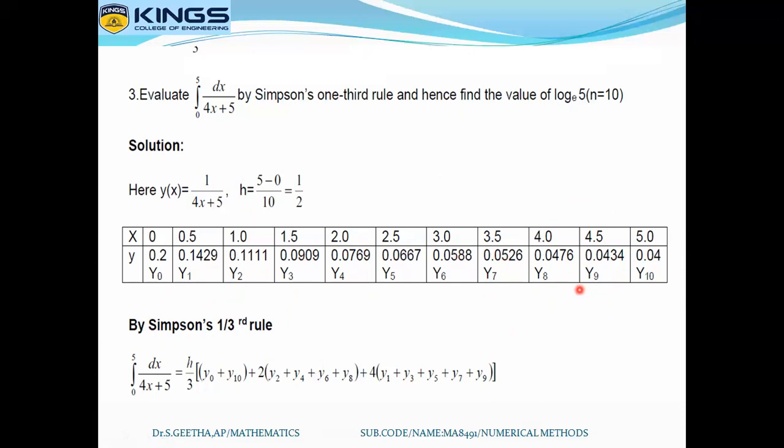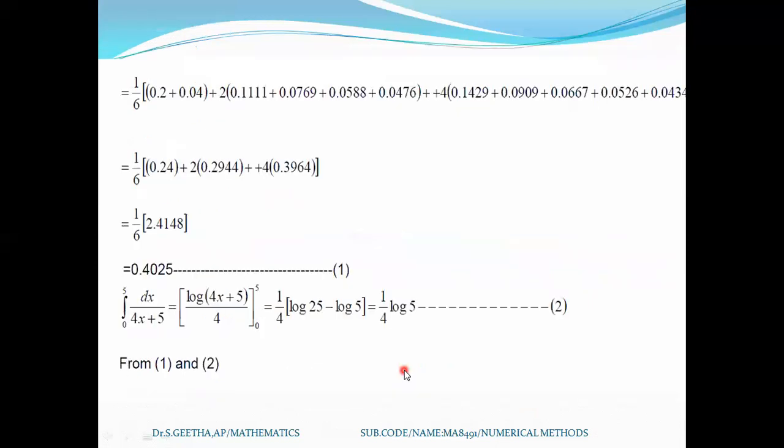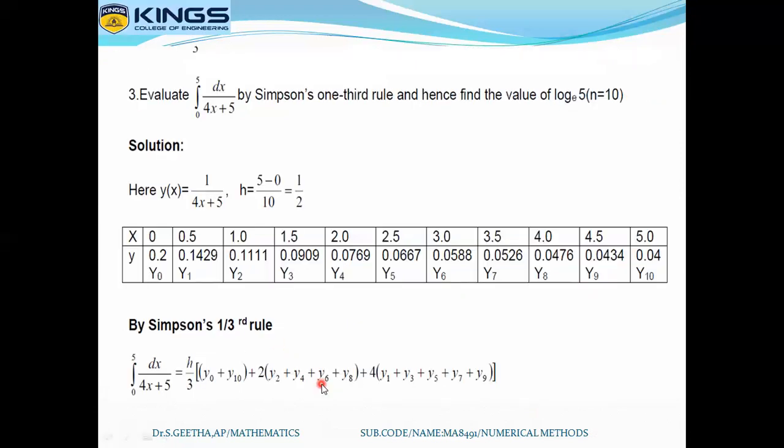Now, we write Simpson's formula, which states that the integral from 0 to 5 of dx by 4x plus 5 is equal to h by 3 into the sum of the first and last ordinates, that is y0 plus y10, plus 2 times the sum of the even ordinates, that is y2 plus y4 plus y6 plus y8, plus 4 times y1 plus y3 plus y5 plus y7 plus y9. These are odd ordinates. Now, to find the value of this, we use a calculator.